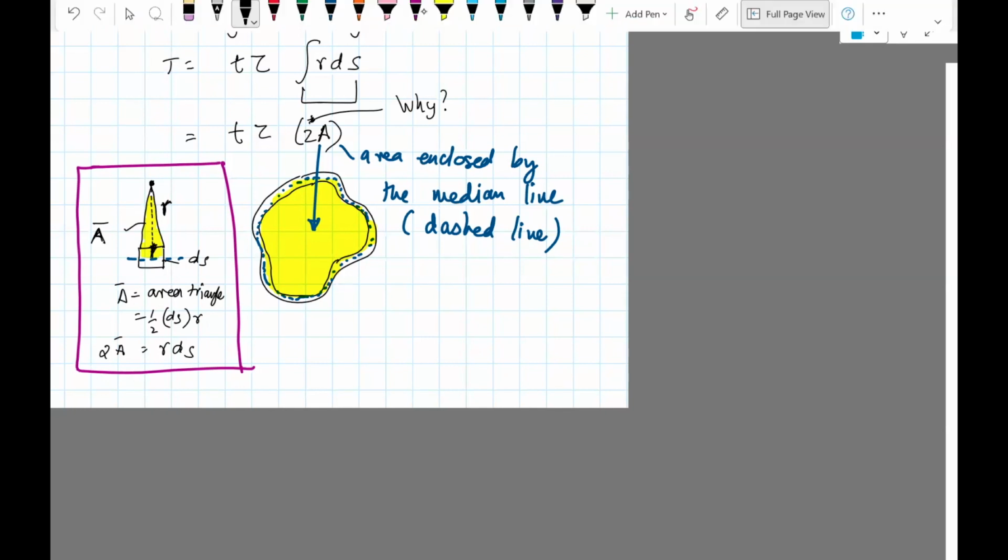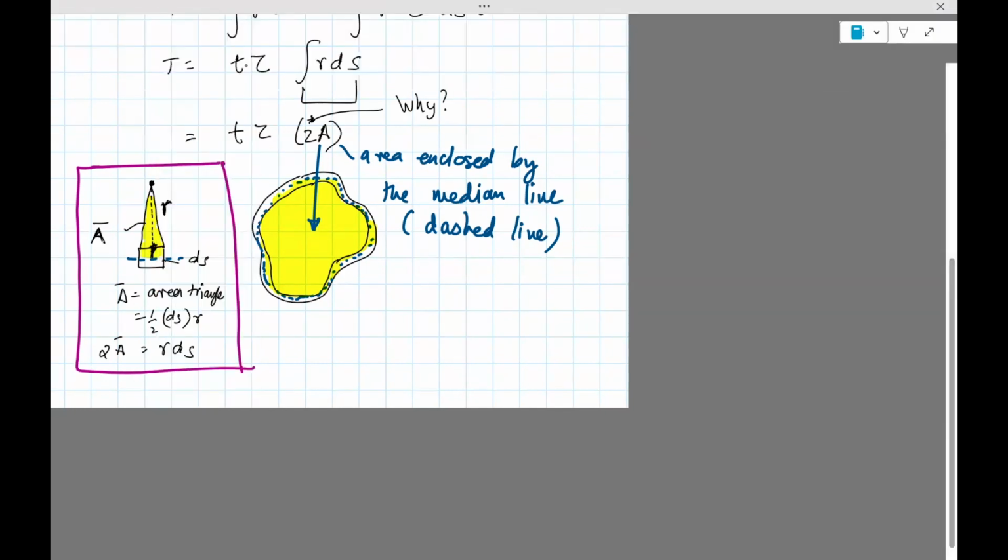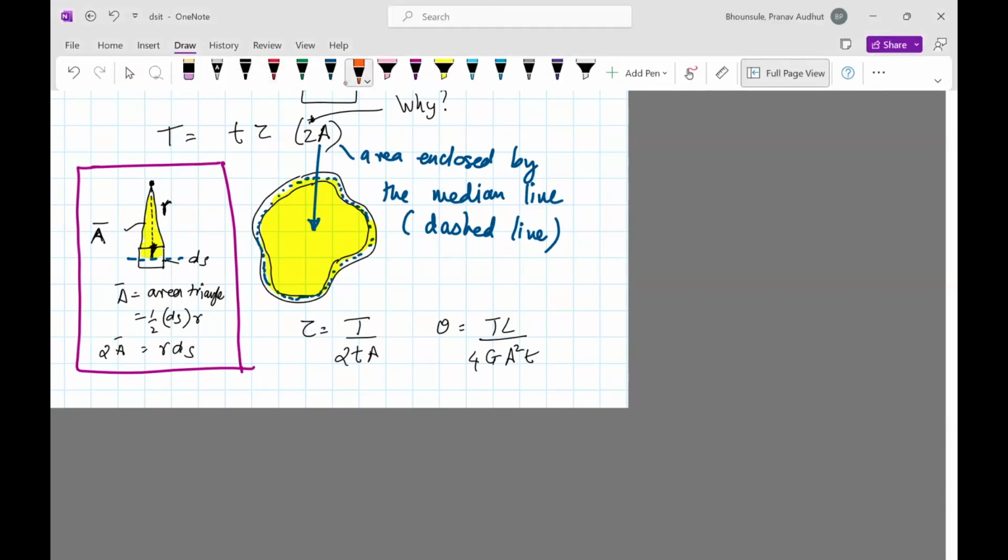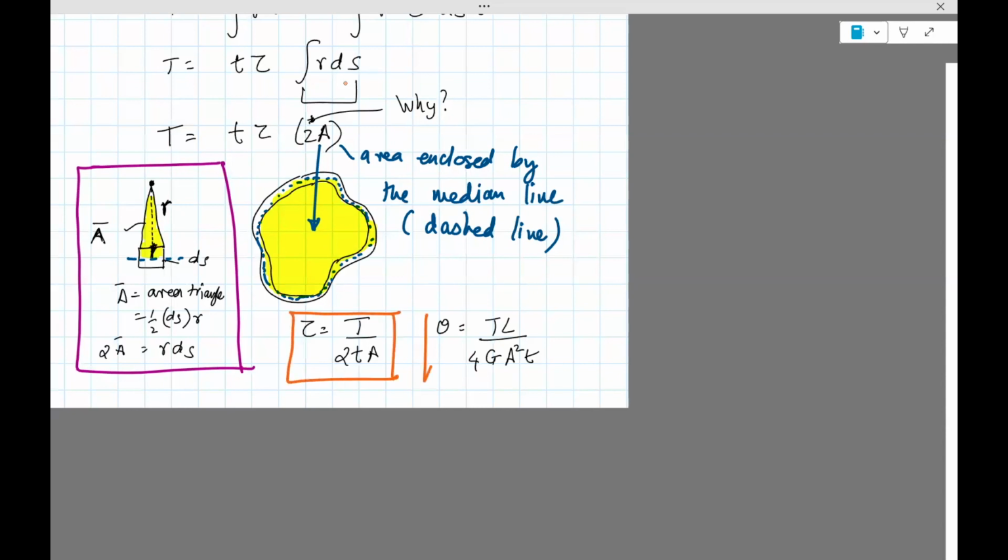Now we have the formula for the torque. From this formula, we can write tau is T divided by 2 times TA. And we can also, which is something I've not derived, write theta as T times L divided by 4 G A squared T. So here is the shear stress. Here's the angle of twist.